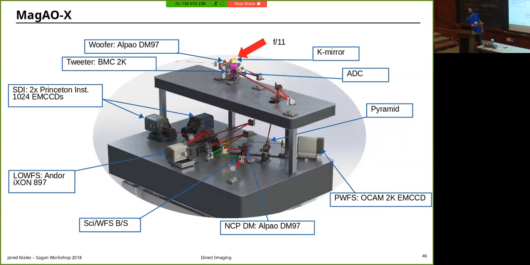And this is our science camera. These are high-speed EMCCDs, so they're low-noise detectors. So this is another place where we have potential signals that will feed back to these DMs using that same concept of focal plane wavefront sensing.